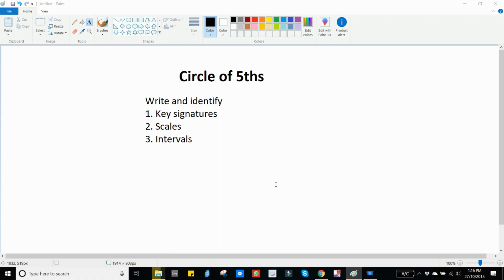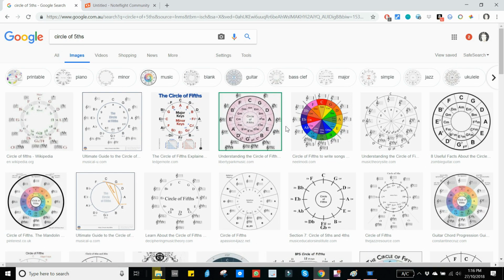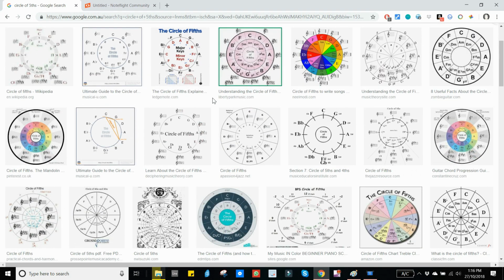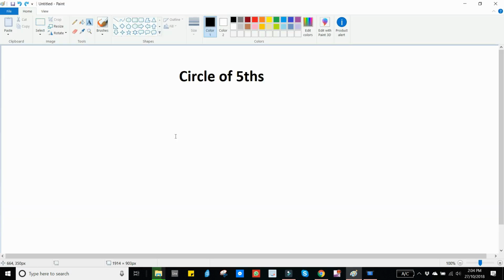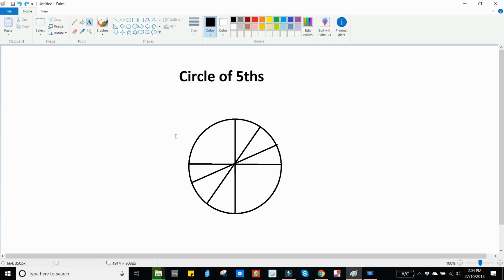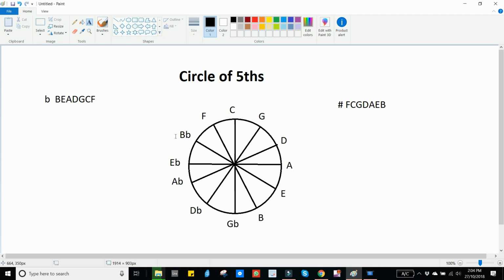Not that circle, I'm afraid. In fact, it's a little bit downhill from here because wow, does it look confusing. But don't worry, we are going to put it in a nice, easy step-by-step process to have you writing down the circle of fifths from memory in no time.